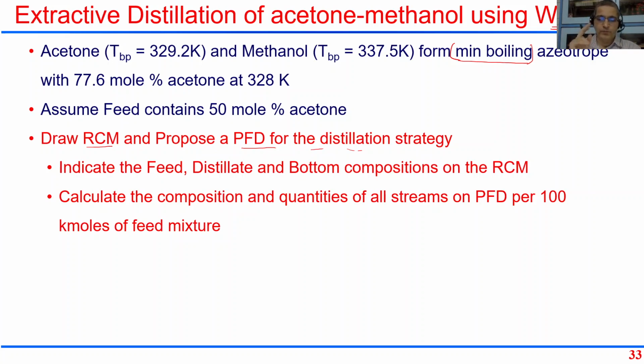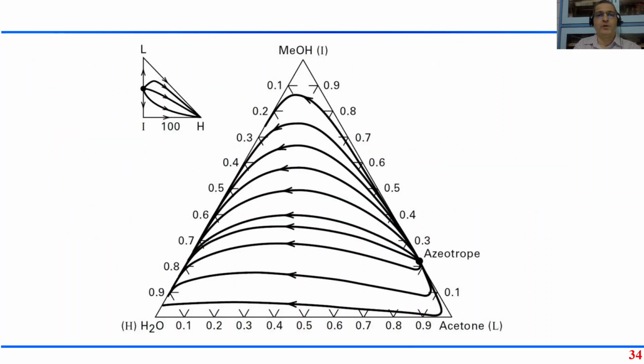First of all, I'm assuming that by now you have paused the video and done the calculations or the process flow diagram yourself. Now let us try to see. First of all, we are going to look at the methanol, acetone and water ternary diagram and the residue curve map. So this is our residue curve map for methanol, acetone and water.